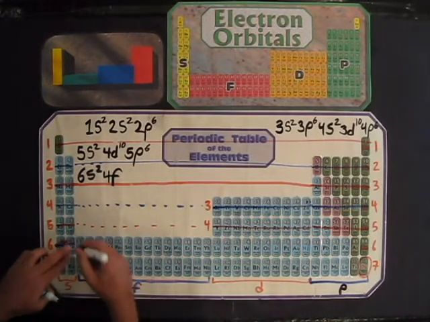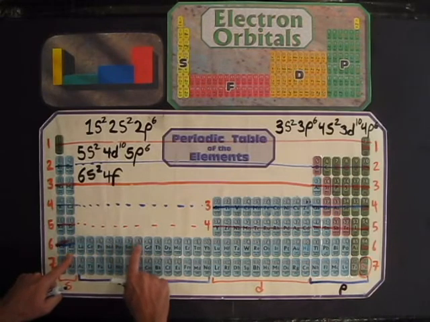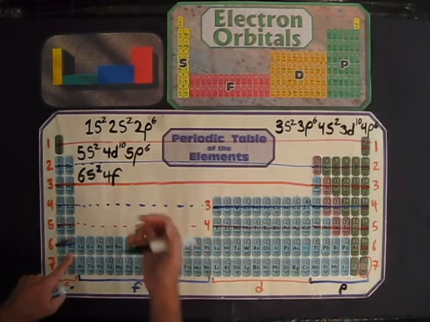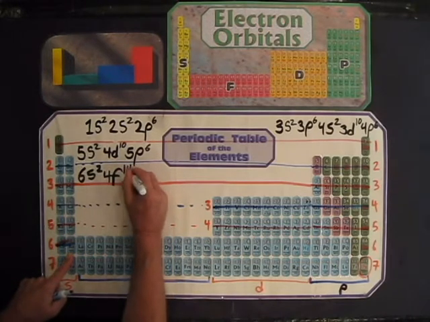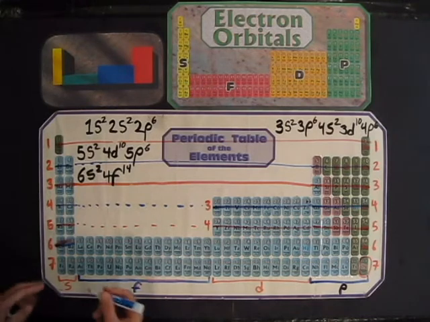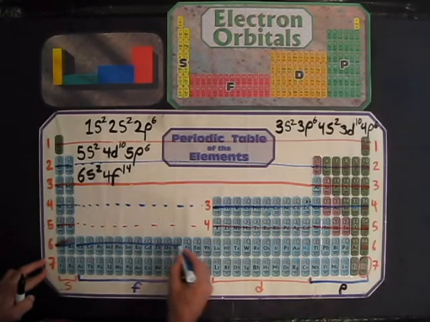Now how many can an F orbital hold? Let's count. 1, 2, 3, 4, 5, 6, 7, 8, 9, 10, 11, 12, 13, 14. Can hold up to 14 electrons. Now that's complicated. If you want to see how that is, try to look up a diagram of F orbitals. It's kind of crazy. Okay, and that gets me all the way to here.